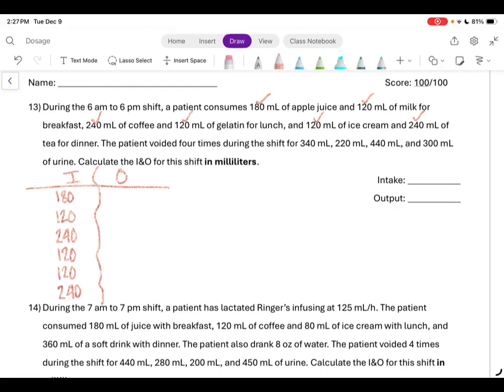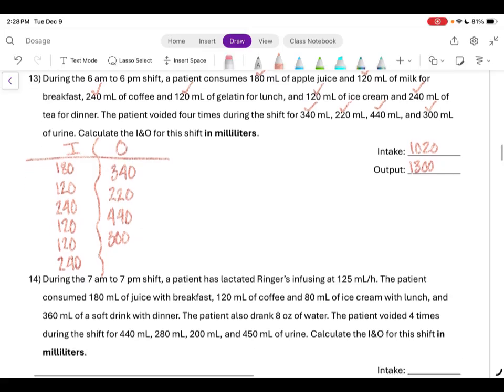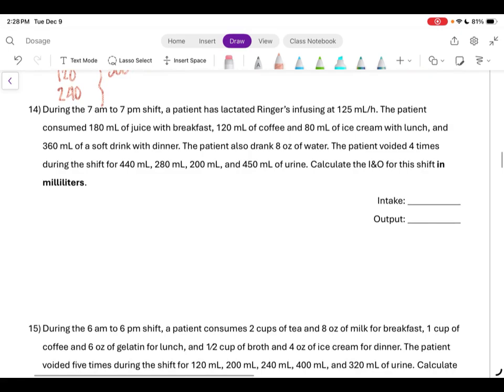And then our patient voids 340, 220, 440, and 300. Okay. So when I add up my intake side, I get 1,020. And then when I add up my output side, I will get 1,300. Okay. Let's keep going. We have number 14.